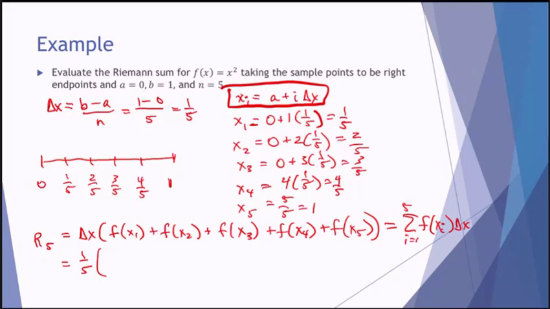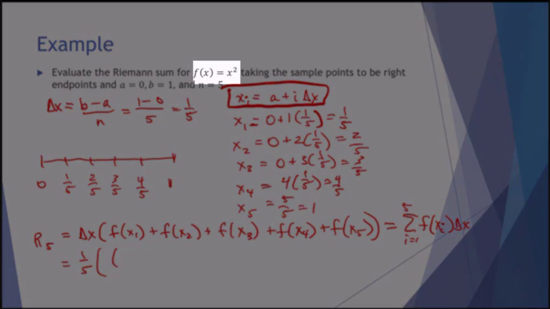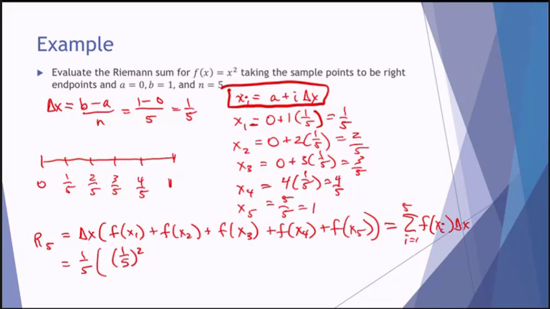So the height is the function evaluated at 1/5. My function in this case is f of x equals x squared. So when I evaluate x squared at 1/5, it's going to be 1/5 squared. When I find my second height, I'll be plugging x sub 2 into my function. X sub 2 is 2/5, so the function evaluated at x sub 2 is 2/5 squared. Similarly, the next one is 3/5 squared. Then we get 4/5 squared, and finally we'll get 5/5 squared.